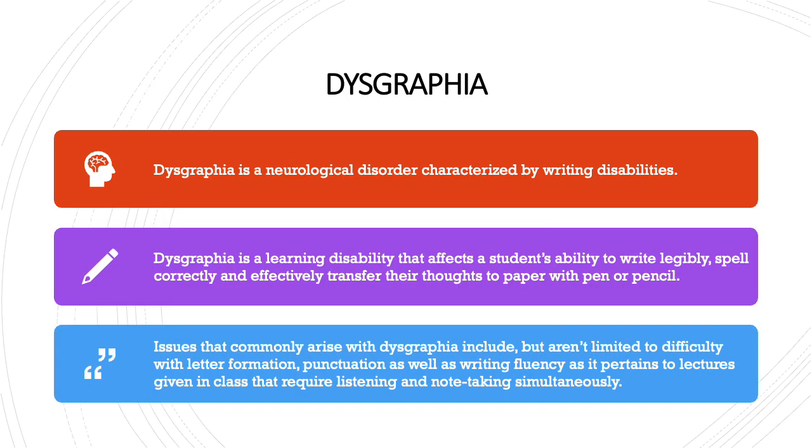Dysgraphia is classified as a neurological disorder. It is a language-based learning disability that affects students' ability to produce written language. An elementary school student with dysgraphia may have difficulty with consistent letter formation, word spacing, punctuation, and capitalization. However, at a higher grade level, such as the grade for our general education lesson plan, a student with dysgraphia may have difficulty with writing fluency, floating margins, and writing legibly.